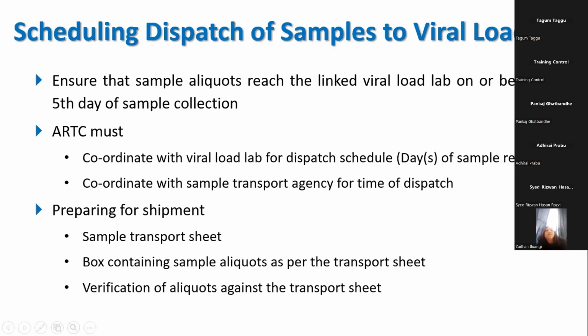Preparing for shipment, a sample transportation sheet is required. A box containing sample aliquots is also required. And then you have to verify the samples against the transportation log, whatever you are maintaining. The correct number of samples must be entered and sent.